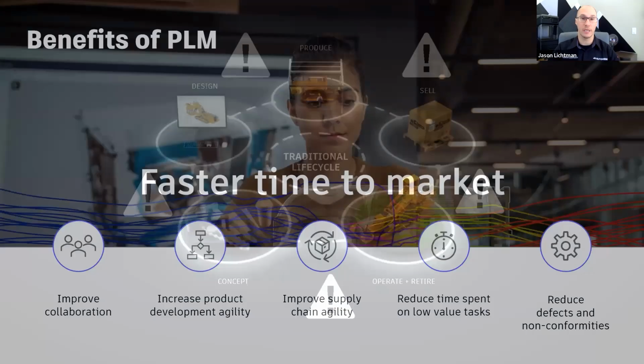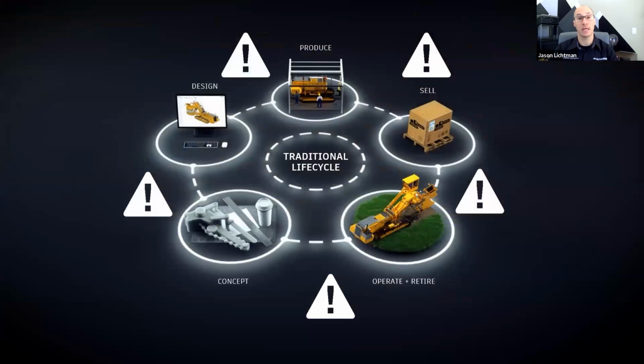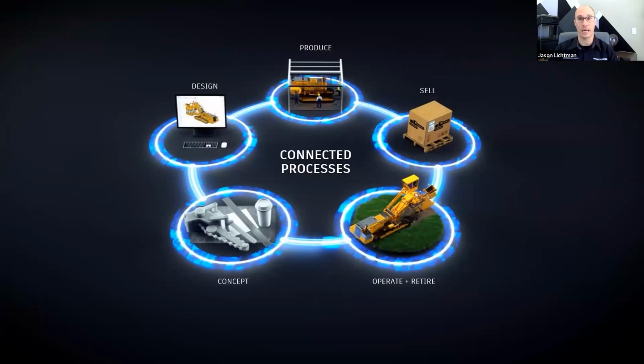So the benefits of PLM for a company is that it improves collaboration between those different connections that we talked about a moment ago. It increases product development agility by connecting everything. It also improves your supply chain agility. It reduces time spent on low value tasks by automating a lot of this, and it reduces defects and nonconformities in your product. So if you combine this all together, the whole point of this is to take that disconnected workflow I showed a moment ago and to connect it all together.